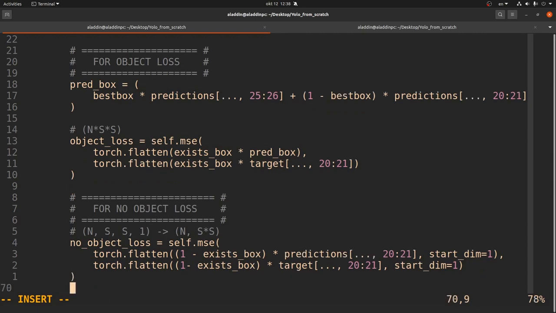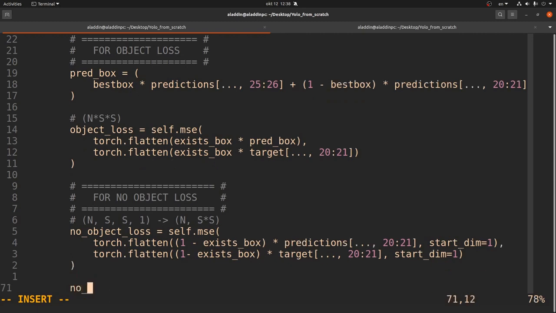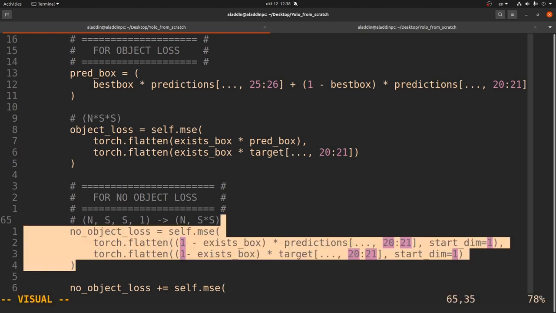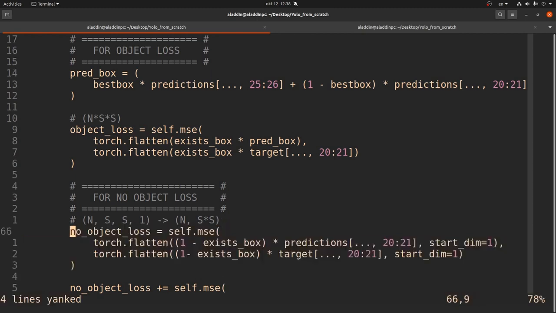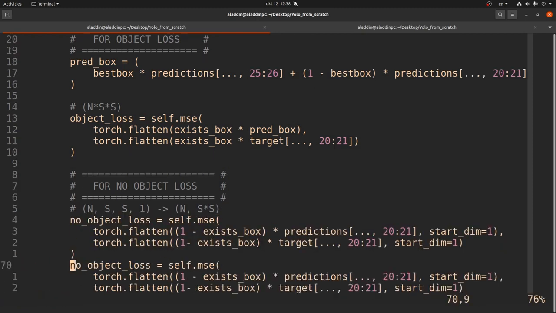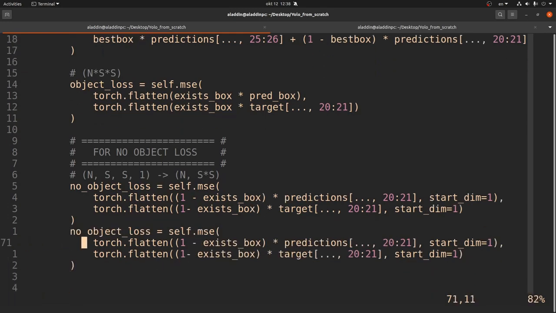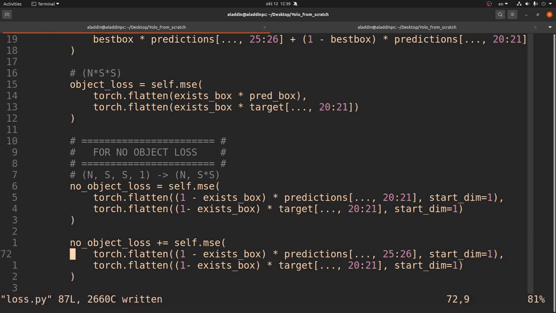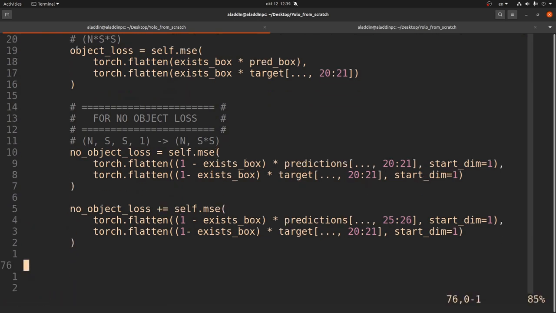And that's it for the first one, right? But then we got to do no object loss. And then let's do plus equals self.mean squared error of, yeah, so let's actually just copy this because it's going to be very similar. So I'm going to take that and remove that part, and then we got to do plus equals, and it's going to be 25 to 26, and then the target is still going to be 20 to 21. All right, so we're doing this now for both of them, which is how my interpretation is that we should do.